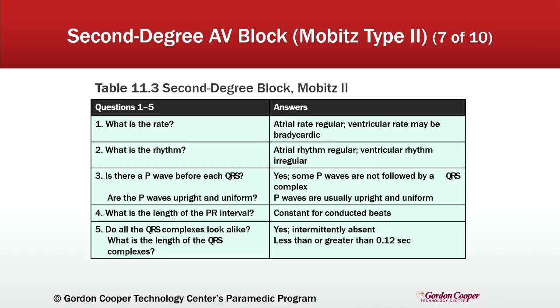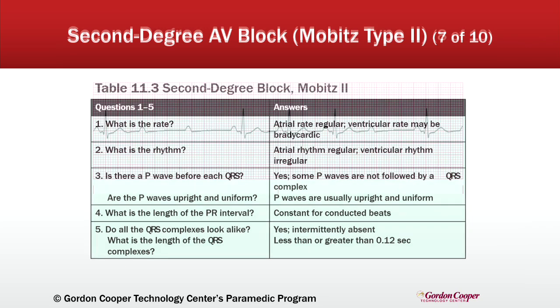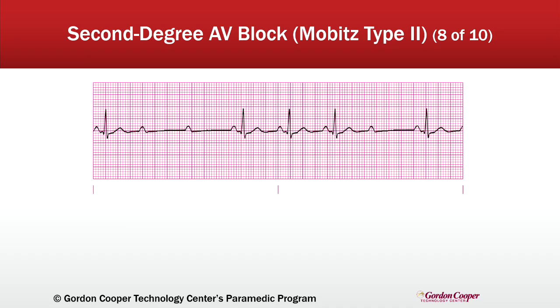So is there a P wave before? Yes, but some are not followed by a QRS. And the length of the PR interval is constant for conducted beats. So let's take a look at what that looks like. So we can see here we have a normal beat here. We can tell that we have some missing stuff. We got some more missing stuff.